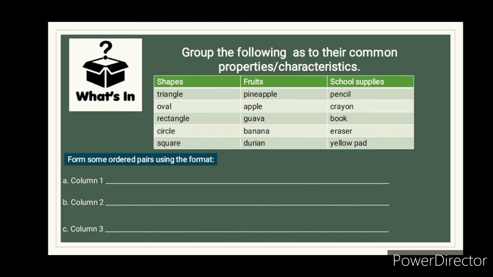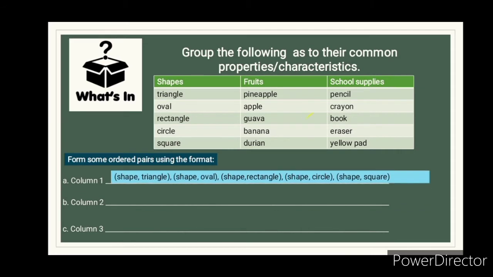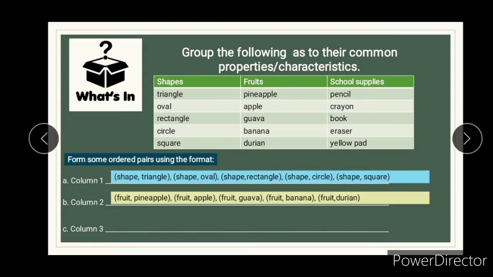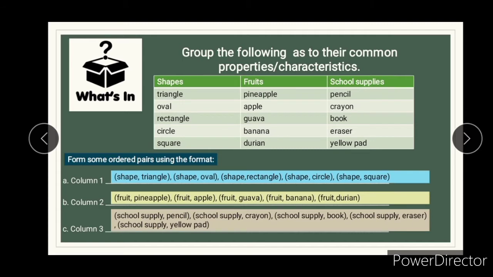Let us check your work. For column 1, the ordered pairs are shape, triangle; shape, oval; shape, rectangle; shape, circle; shape, square. For column 2 ordered pairs, we have fruit, pineapple; fruit, apple; fruit, guava; fruit, banana; fruit, durian. And lastly, for column 3, we have these ordered pairs: school supply, pencil; school supply, crayons; school supply, book; school supply, eraser; school supply, yellow pad.